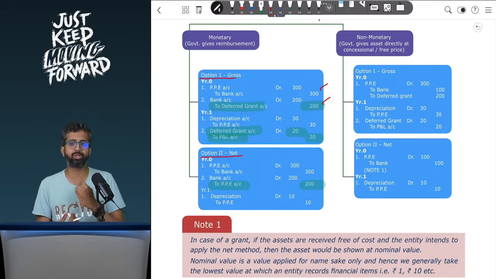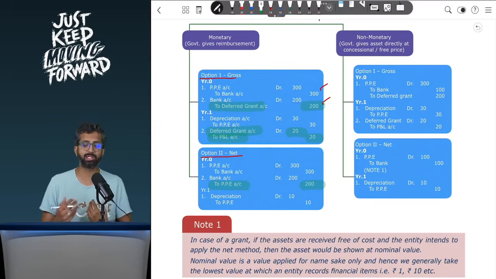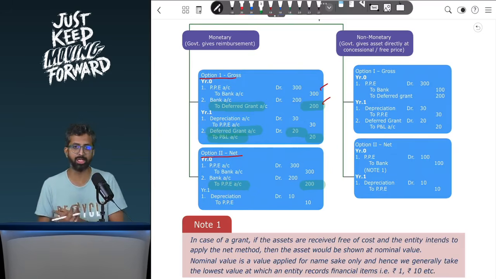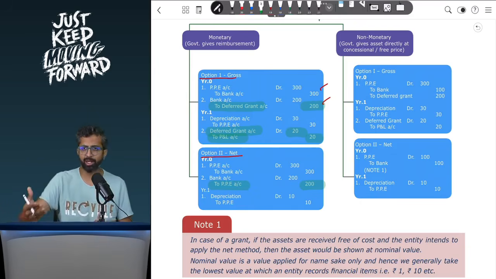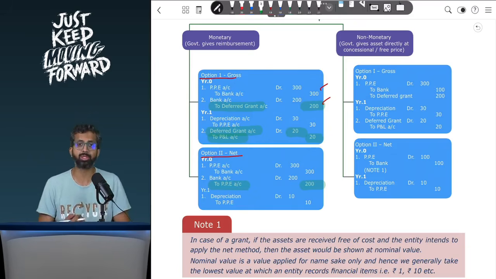So the special cases over here can be, what if the asset is received free of cost? In which case, the problem would be, especially if you were to show the asset at the net balance: 300 rupees you have paid and the government gives you a grant for 300, in which case the asset appears at a zero balance. Now the standard over here says that in such cases you will show the asset at something called a nominal value. Nominal value is the value for namesake. It may be 1 rupee, 10 rupees, whatever it is.